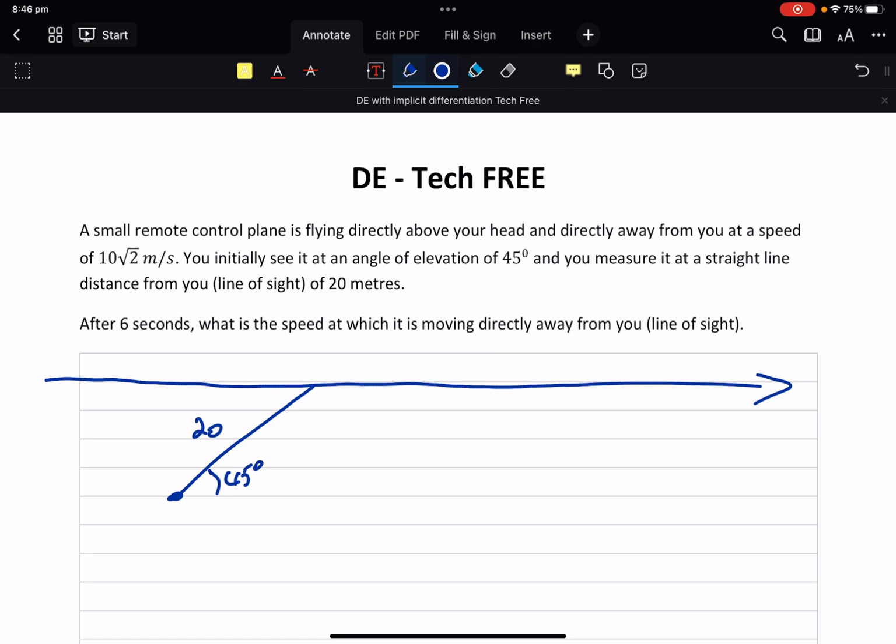You're pretty good at working out how far things are away. And it's moving at 10 root 2 metres per second that way. And you, so clearly that's 135 degrees. Let's just clean that 45 up. And you want to work out in 6 seconds' time, when it's here, how fast is it moving away from you? Not its speed horizontally, but how fast is that green line growing after 6 seconds? T equals 6.